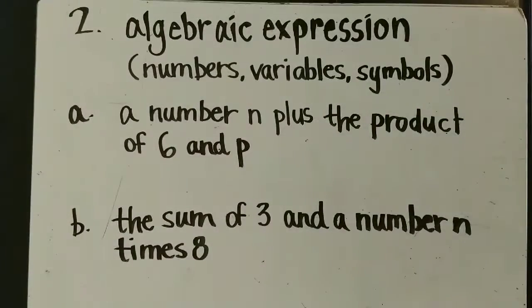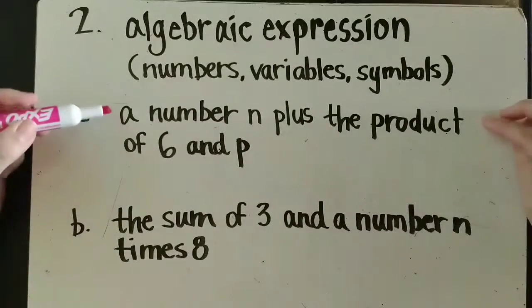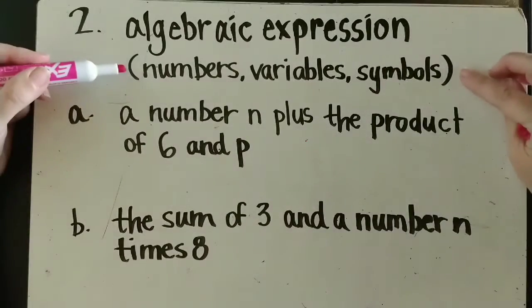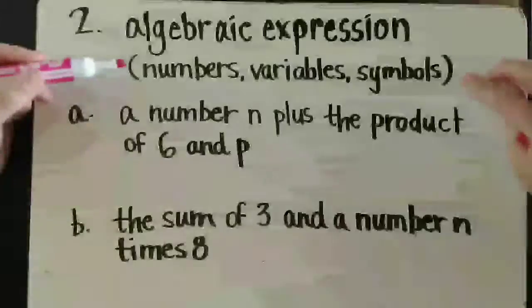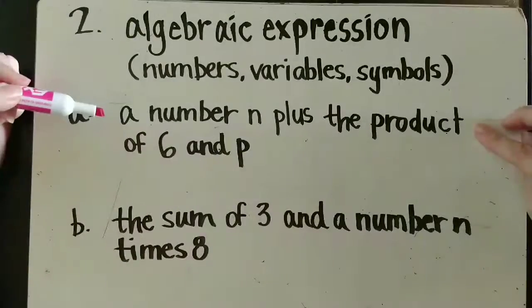Now we are ready for number 2. This also has a part A and part B. The directions for this one is to write an algebraic expression. So we have verbal expression, which was words, and now we need to create an algebraic expression that has numbers, variables, and symbols. Go ahead and write down letter A and see what you can come up with.